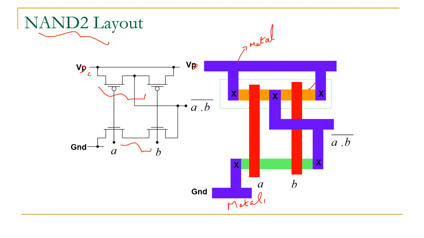See here, the source of your P MOSFET and the source of your second P MOSFET are connected to VDD. The source of P MOSFET A and P MOSFET B are connected to VDD, and the drains are interlinked, and that is connected to your output. So this is connected through your metal. This is also a metal. This blue color is all metal.